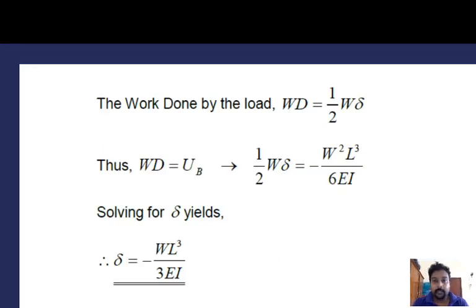Now the work done by the load is WD, which is equal to half W delta. Since work done is equal to U_B, the strain energy in the beam, we can equate half W delta to minus W squared L cubed divided by 6EI. After taking terms to one side, you can see that the deflection delta is equal to minus W L cubed divided by 3EI.